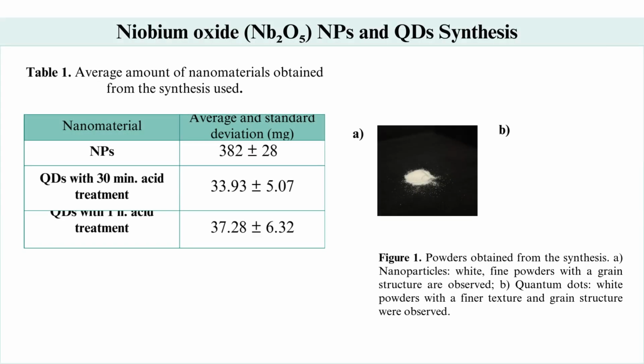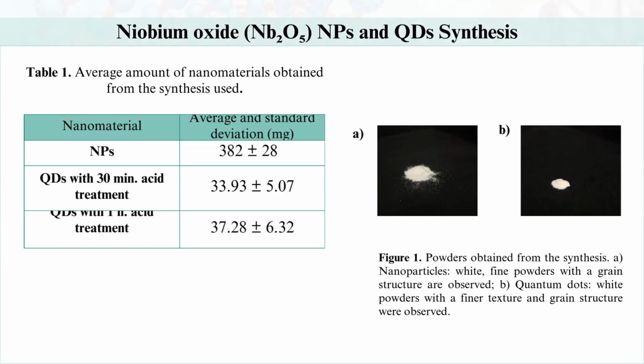Here we can see the average yield of nanomaterials obtained under the different synthesis conditions. In the case of niobium pentoxide nanoparticles, we obtained approximately 382 mg, while for quantum dots, the yield was lower, around 34 to 37 milligrams, depending on the acid treatment time.